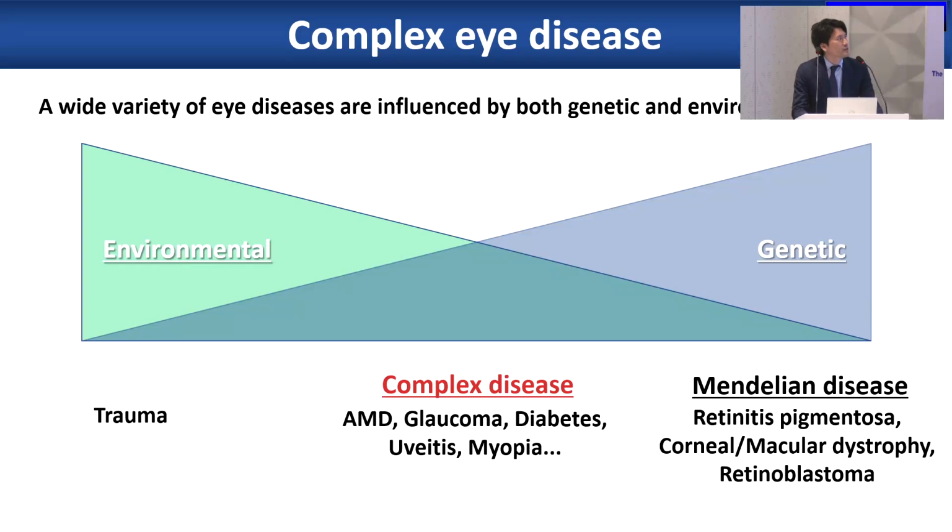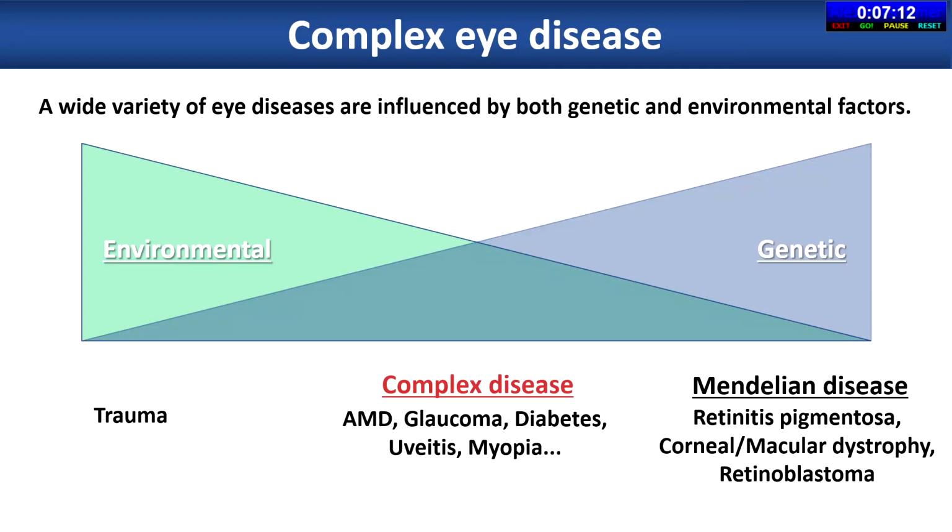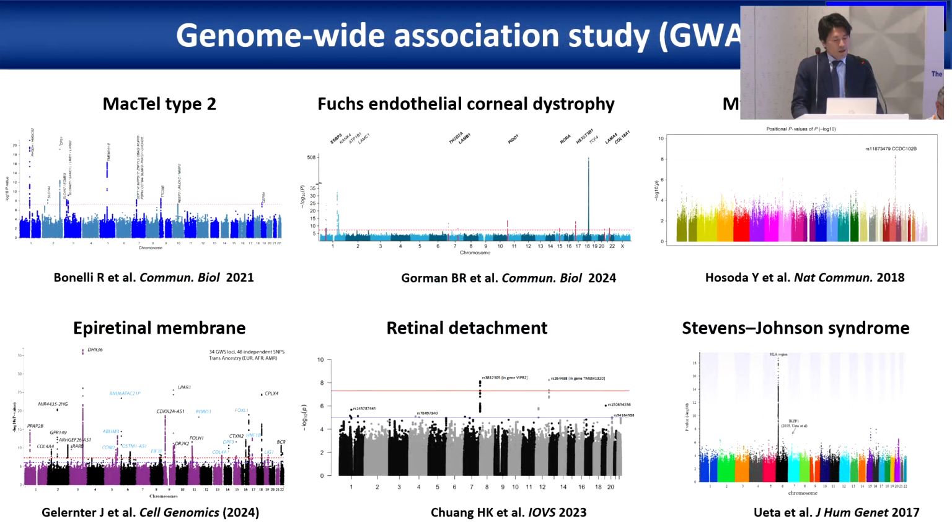As you know, many eye diseases are influenced by genetic and environmental factors. In cases where susceptibility is influenced by both genetic and environmental factors, such diseases are called complex diseases. A genome-wide association study is a method to identify genetic loci associated with human phenotypes. As shown on the slide, this analytic method has been applied to multiple eye diseases and has identified many genetic loci associated with diseases.